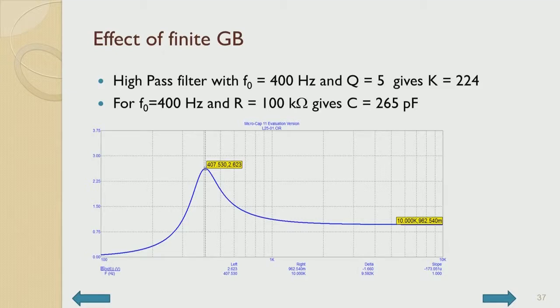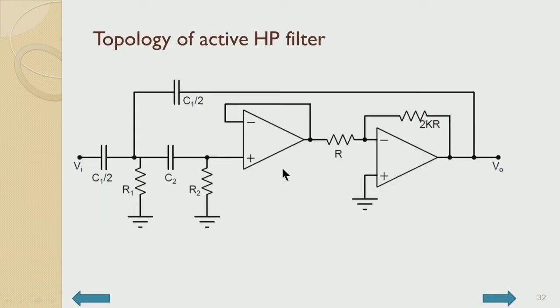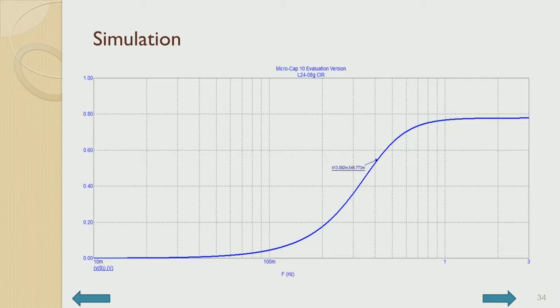Now, see what has happened. The effect of the gain bandwidth product is directly seen here. At this increased frequency of 400 hertz, we have gone from 0.4 to 400, a large change in the frequency, and the Q also has been increased from 1 over root 2 to 5. So, the effect of the gain bandwidth product is clearly seen. In all these cases the gain at the resonant frequency is always equal to Q, so Q can be directly measured by measuring the gain at the resonant frequency.